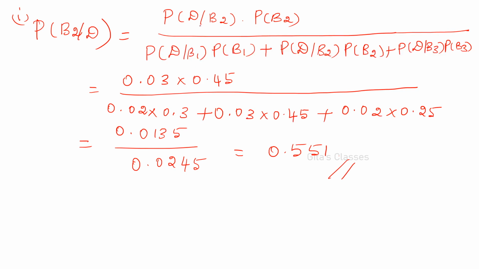Similarly, here D given B2, after given what is there, B2. So that should be written, that should be multiplied. Similarly, it should be written for all the possible companies B1, B2 and B3 in the denominator. So substituting these values, you will be getting 0.551, right?